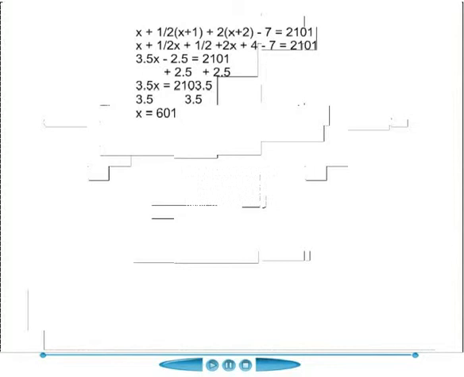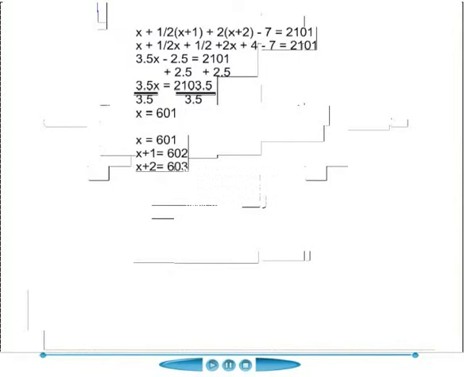2,103.5, and in order to get x by itself, we're going to use the multiplication principle, which says that we're going to divide both sides of our equal sign by 3.5. Well, 3.5 divided by 3.5 gives us 1x, or just x, and 2,103.5 divided by 3.5 gives us 601.